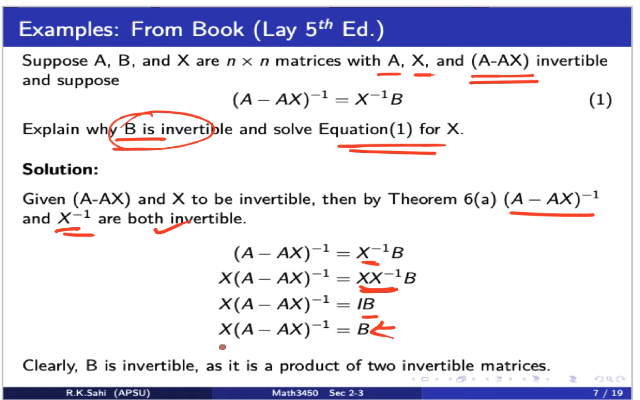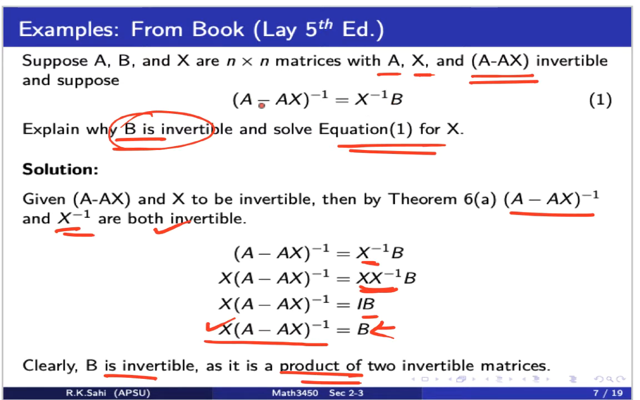On the other hand, what we notice is the left-hand side of this equal sign gives us x times (a minus ax inverse), the whole expression inverse. Now, this B is a product of two invertible matrices, because x is invertible and a minus ax inverse is also invertible. Again, by Theorem 6b, we see B is invertible because it's a product of two invertible matrices.